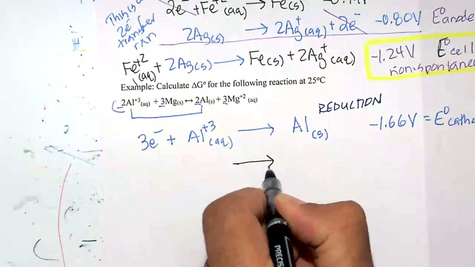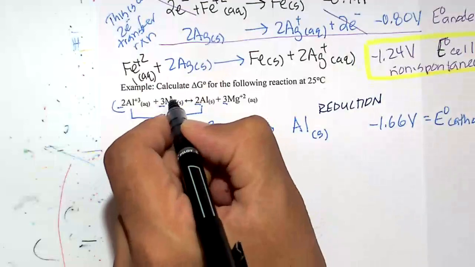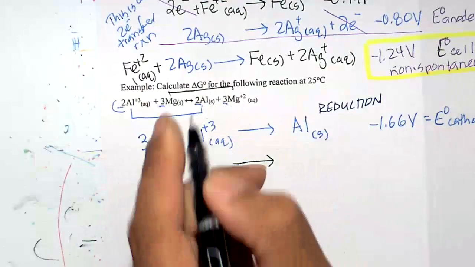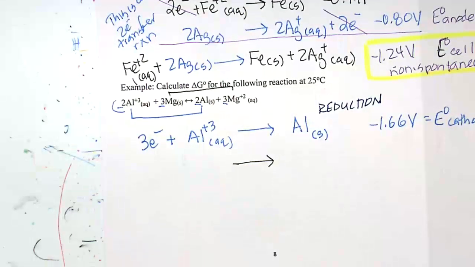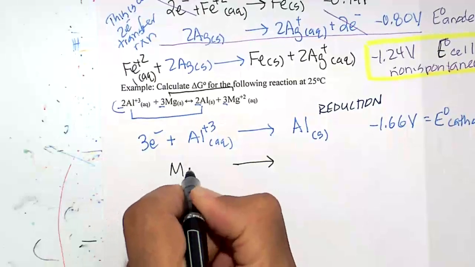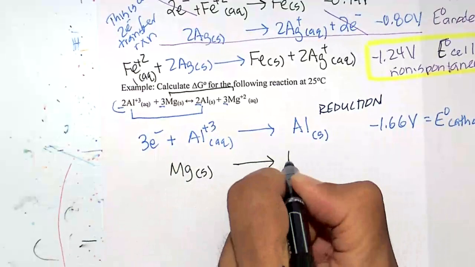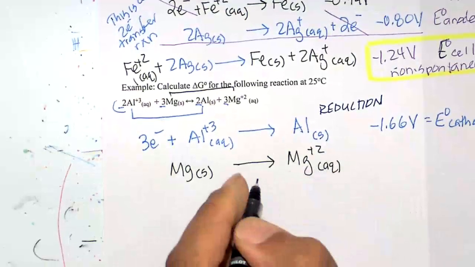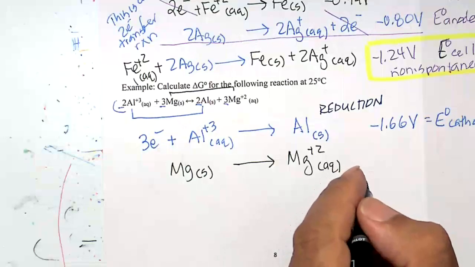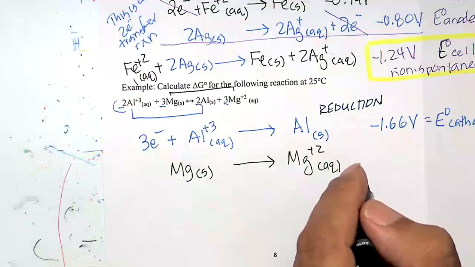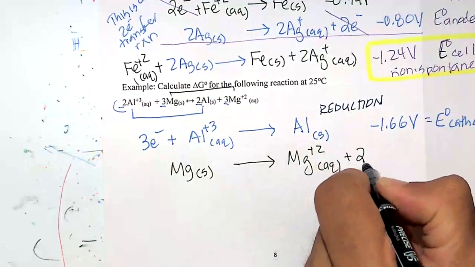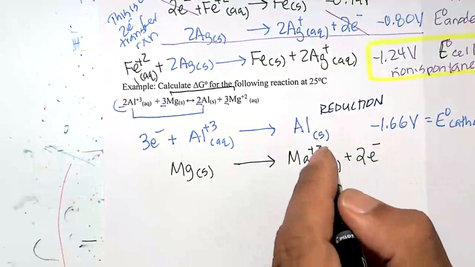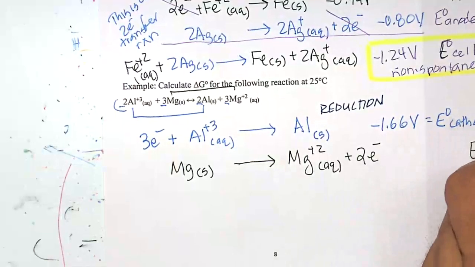All right, next thing here is magnesium. We'll do this in black ink. Magnesium goes to magnesium plus 2. How many electrons and where should this go? 2 on the product side. 2 on the product side. This is the anode.